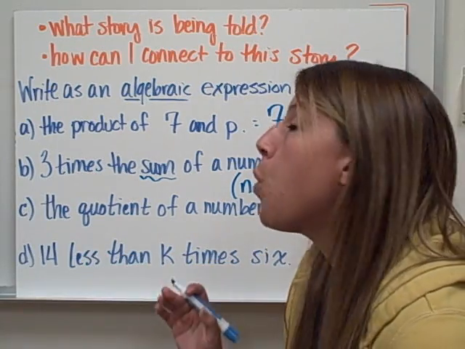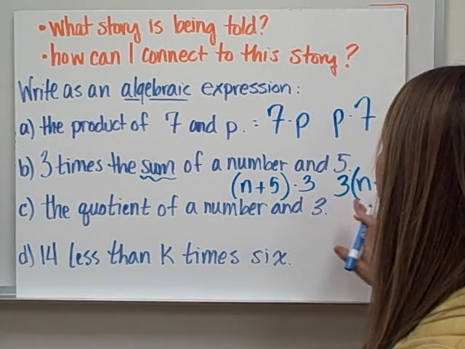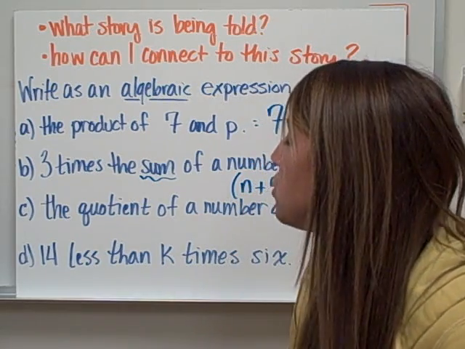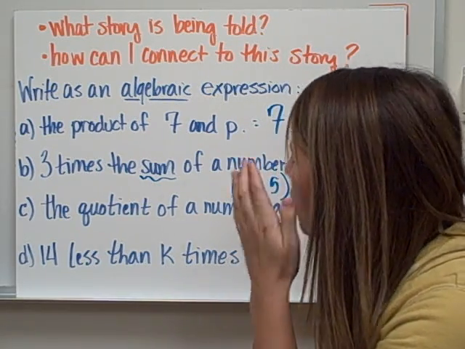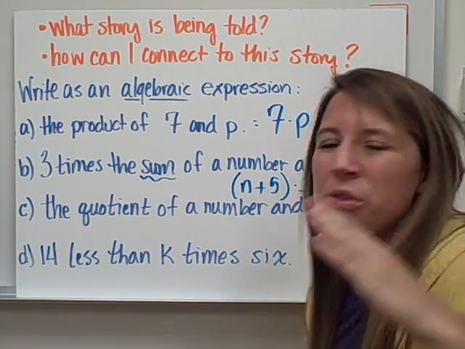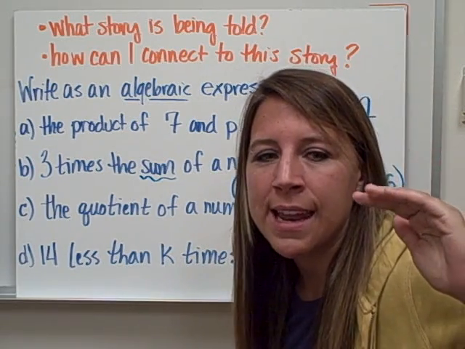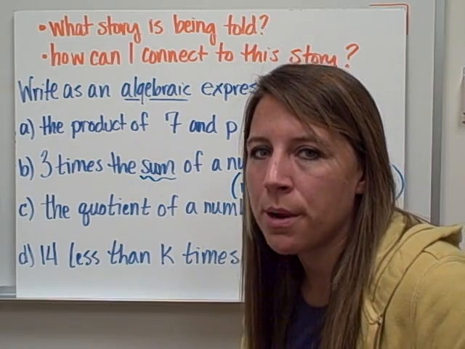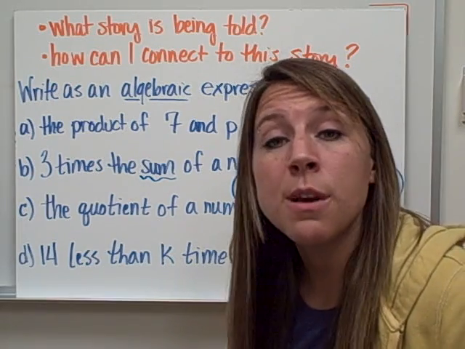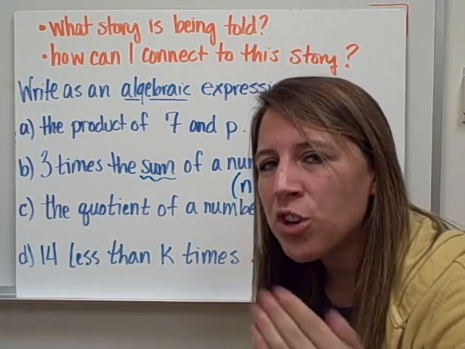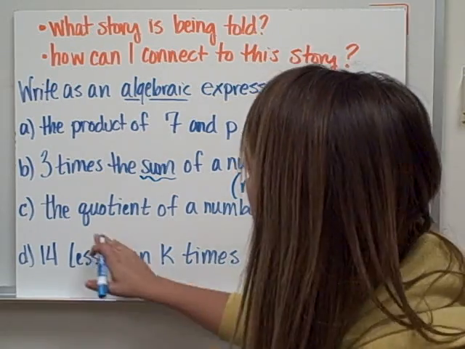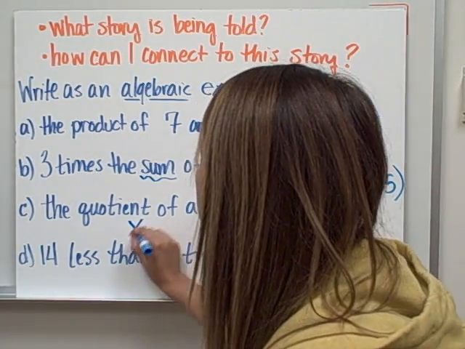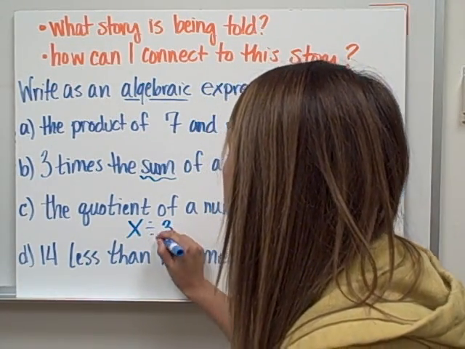Example C, the quotient of a number and 3. Quotient means division, so I'm going to say the quotient of a number and 3. Well, there are 2 possible things I have going around in my head. A number divided by 3, or 3 divided by a number. Is division commutative? It is not, so I have to go in the order they give it to me. The quotient of a number and 3, that's going to be a number divided by 3.